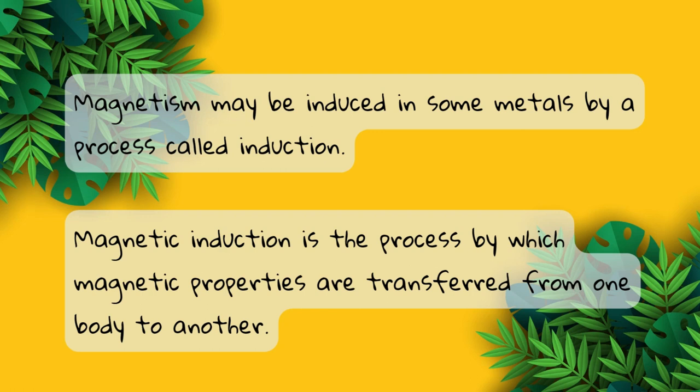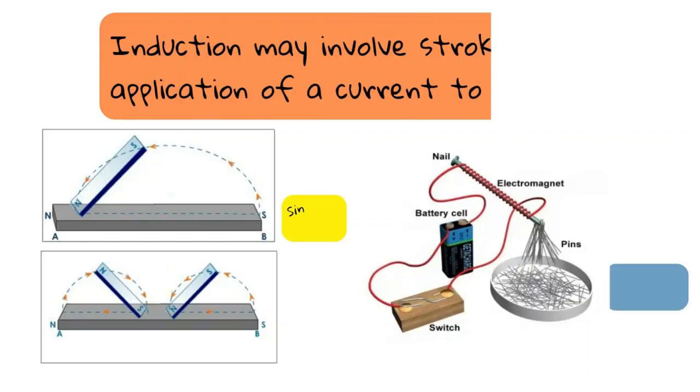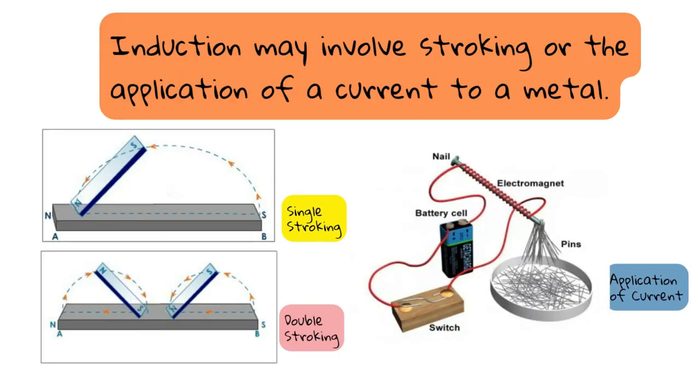Magnetism may be induced in some metals by a process called induction. Magnetic induction is a process by which magnetic properties are transferred from one body to another. Induction may involve stroking or the application of a current to a metal.